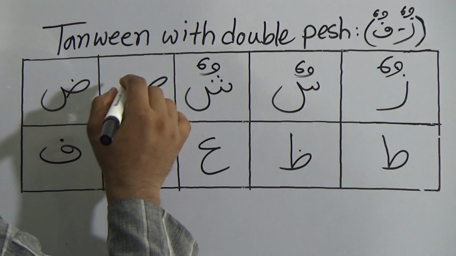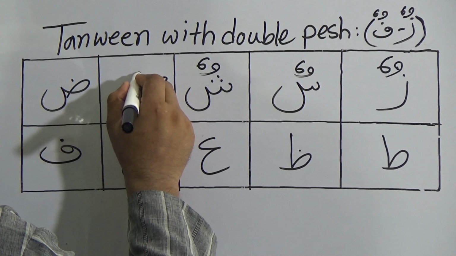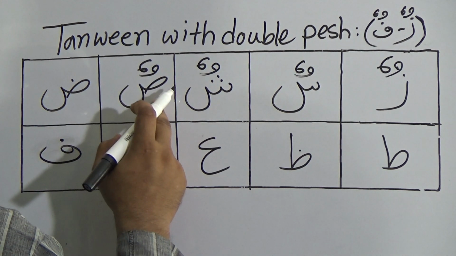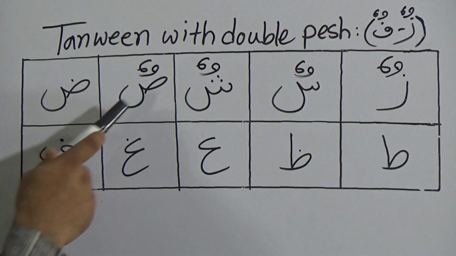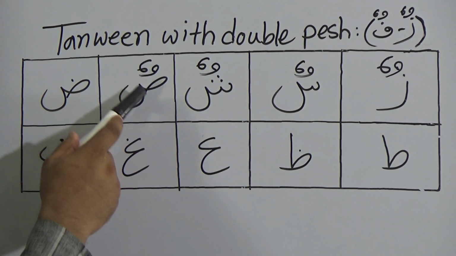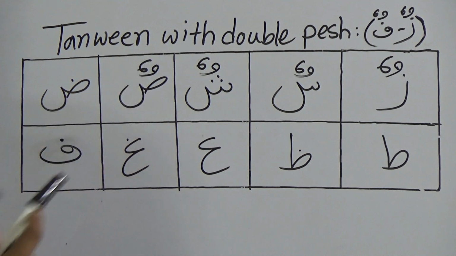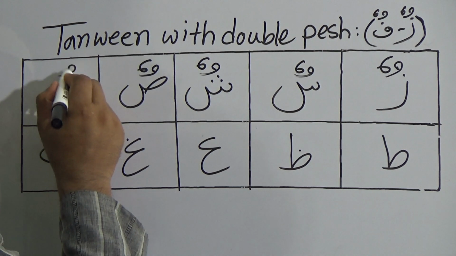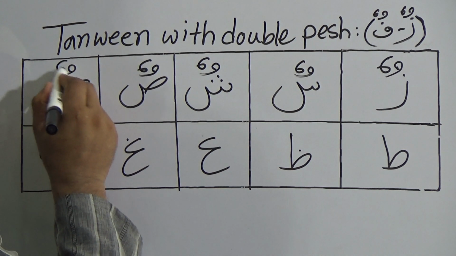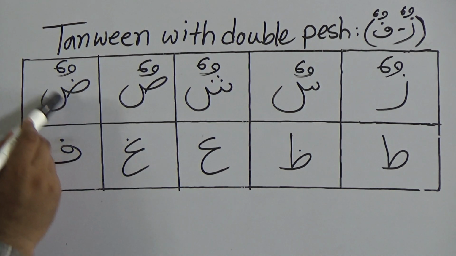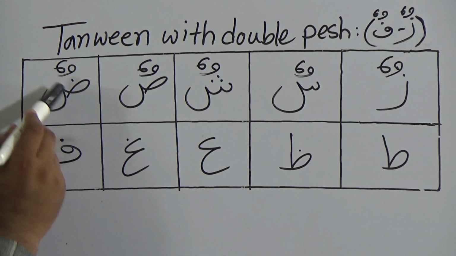Then, my dear students, here this one is Sod. Now I am giving double pesh over the Sod. Now you have to pronounce this one: Sod dui pesh sun, Sod dui pesh sun. Then, my dear students, you know that this one is Dod. Now I am giving double pesh over the Dod. Now we have to pronounce this one: Dod dui pesh dun, Dod dui pesh dun.